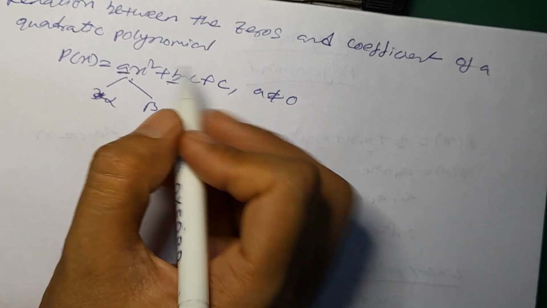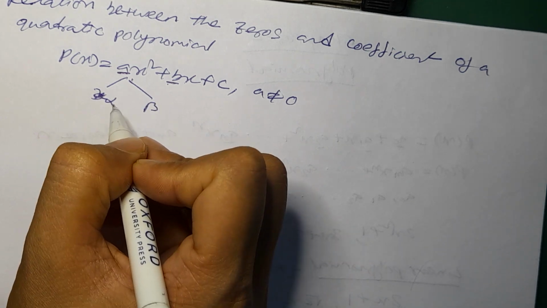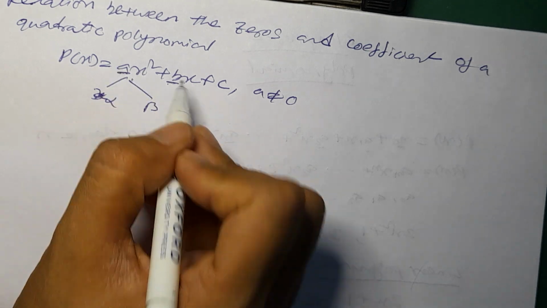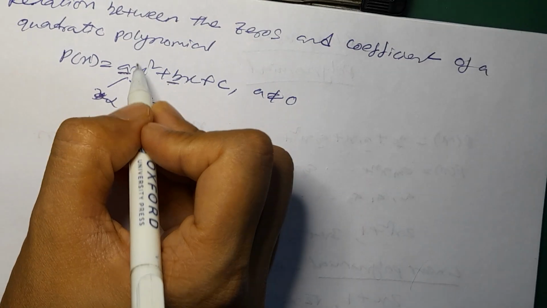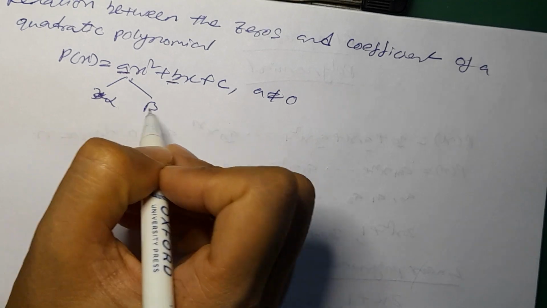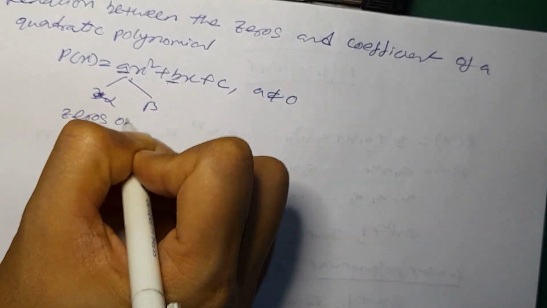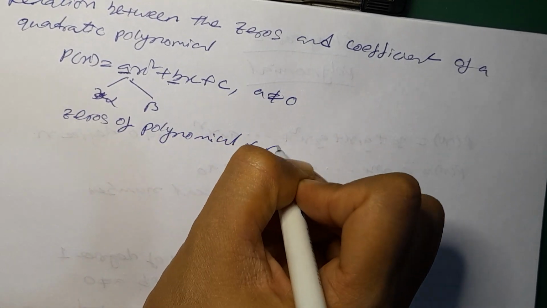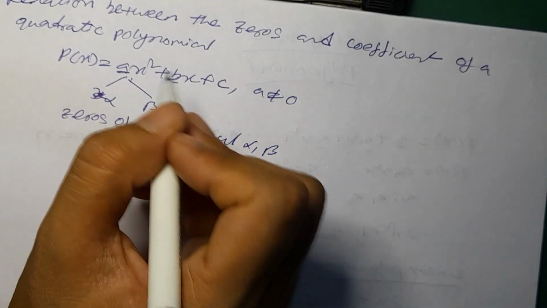Now we have to find a relation between the zeros of the polynomial and the coefficients. These are the zeros of the polynomial. Why are they zeros? After solving this equation, you are going to get only two values of x. Why two? Here the highest power is 2, so you are going to get two values of x, represented as alpha and beta. So these are the zeros of the polynomial, alpha and beta, and the coefficients a, b, c, and you have to find a relation between these.